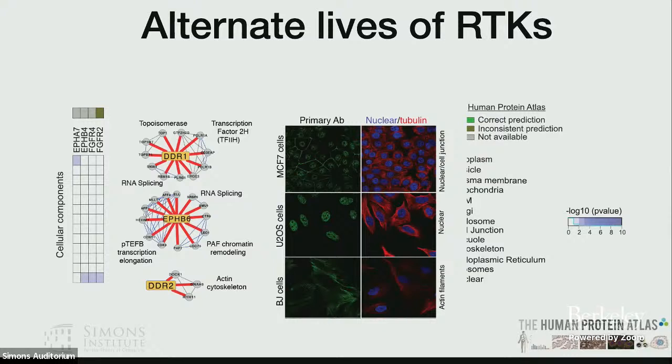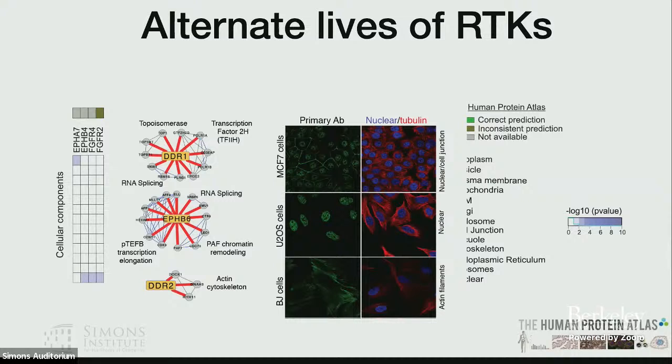It has a life right at the plasma membrane. You can see it surrounding these cells. And you can also see that it has nuclear localization. Sorry, it's a little hard to see here, but you can see this dual localization. Similarly, with EPHB6, Ephrin B6, you can find it interacting with chromatin remodeling proteins.